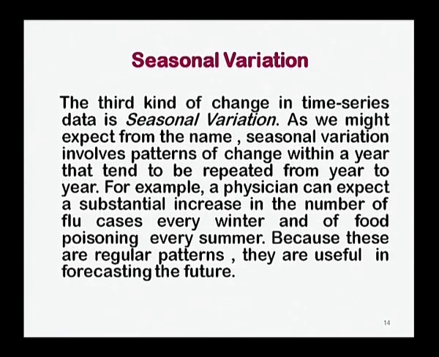The third kind of change in time series data is seasonal variation. As we might expect from the name, seasonal variation involves patterns of change within a year that tend to be repeated from year to year. For example, a physician can expect a substantial increase in the number of flu cases every winter and of food poisoning every summer. Because these are regular patterns, they are useful in forecasting the future.